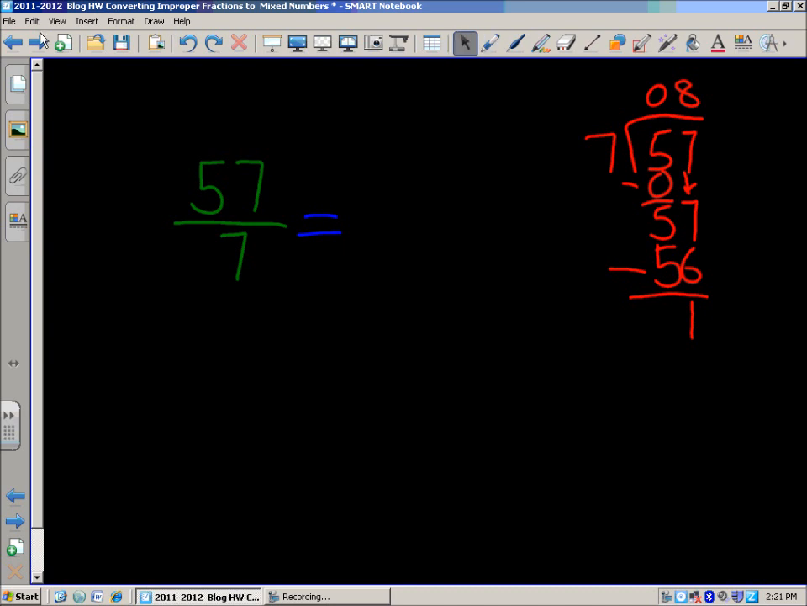Now you've got to think to yourself, what would my denominator be? Well, the denominator really remains the same from your improper fraction, and it's also this divisor here. So you'll put your remainder 1 over 7. So you've got 8 and 1/7 as your mixed number, 8 and 1/7.